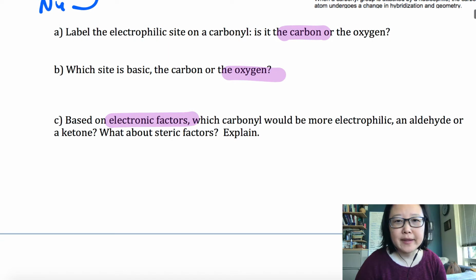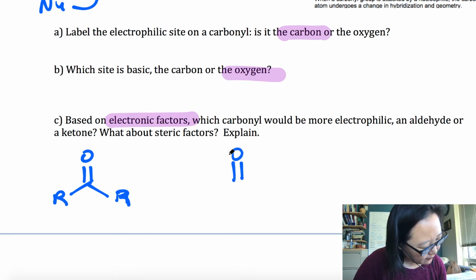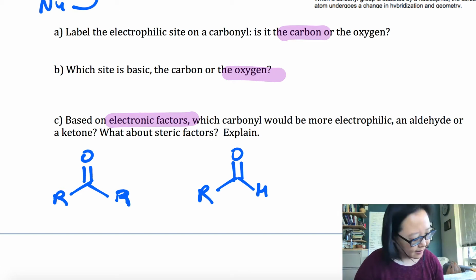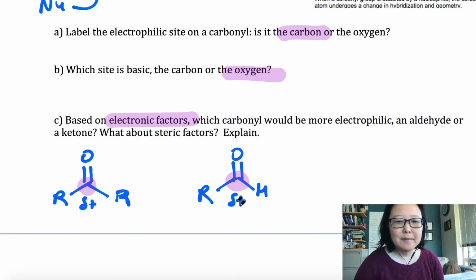So let's stop there. Electrophilic means more positively charged. So let's say we have a ketone, and let's say we have an aldehyde. If we're looking at how electrophilic they are, we're talking about how positive this carbon is. Let's say this is partial positive and this is partial positive because they're both carbonyls. But the question is asking which would be more electrophilic, this ketone or this aldehyde.